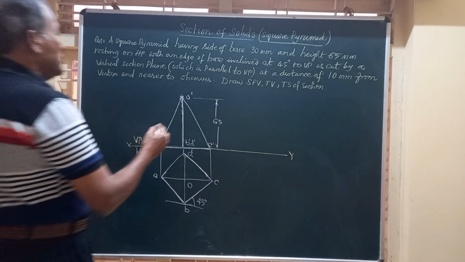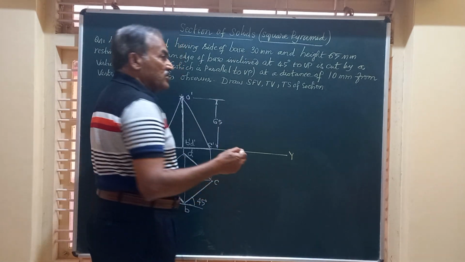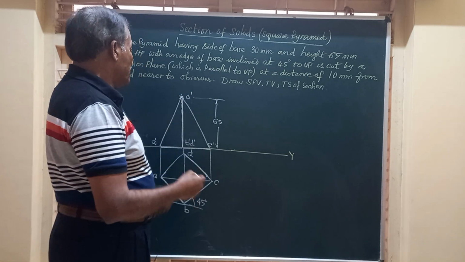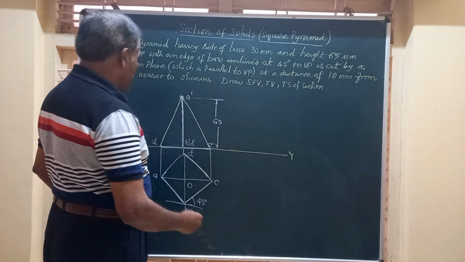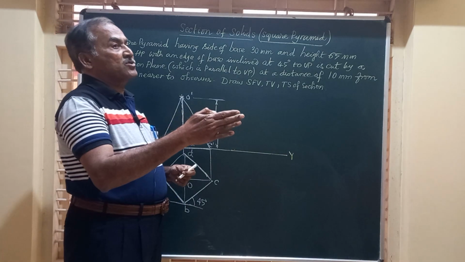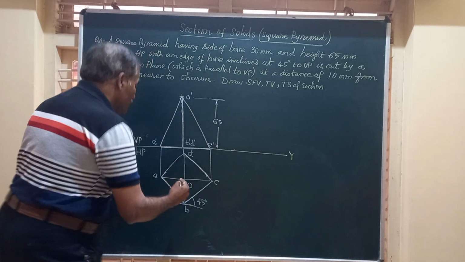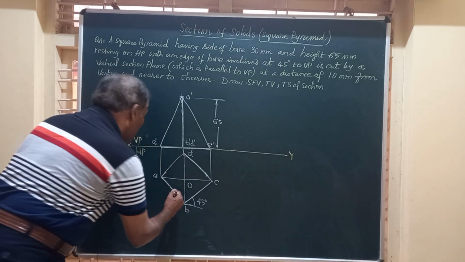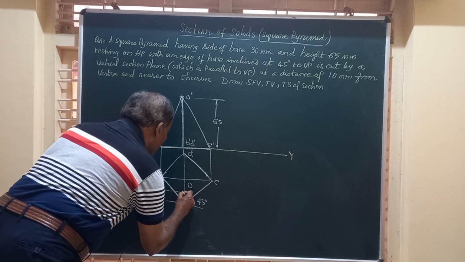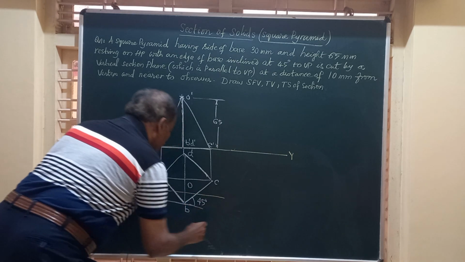So this is at an angle to HP. So it is seen as a line in the top view. Friends, what do we do here? For this section plane, it is seen as a line in the top view, and hence I am going to draw that section plane at the given distance of 10 millimeter from the axis and towards the observer.